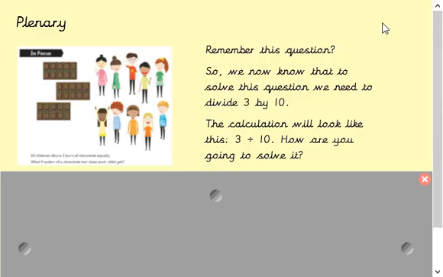Okay, we come to the final part of the lesson, the plenary. Now, if we think back to the beginning of the session, do you remember this question? So now we know how to solve this question. We need to take 3 bars of chocolate and divide it by the 10 children. The calculation is going to look like this, 3 divided by 10. How are you going to solve it? Press pause while you think about it or talk about it with your adult at home.